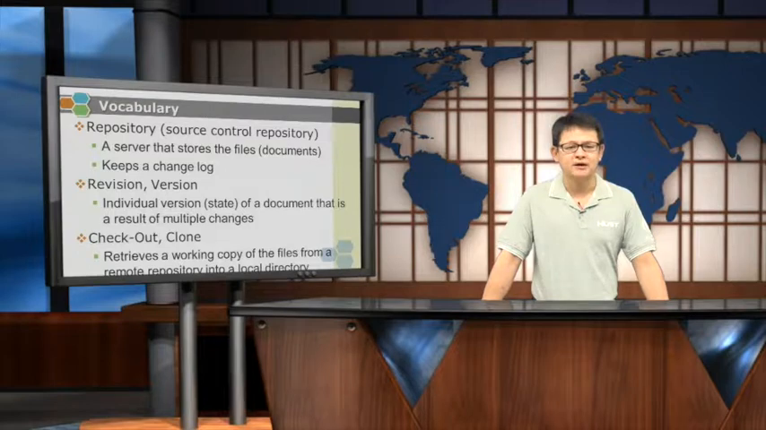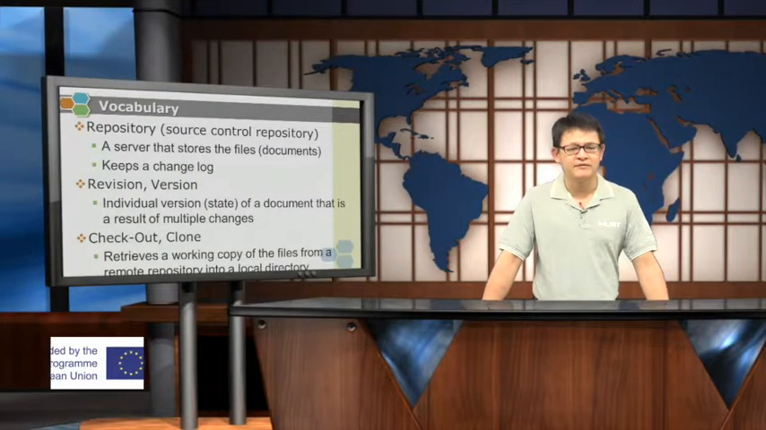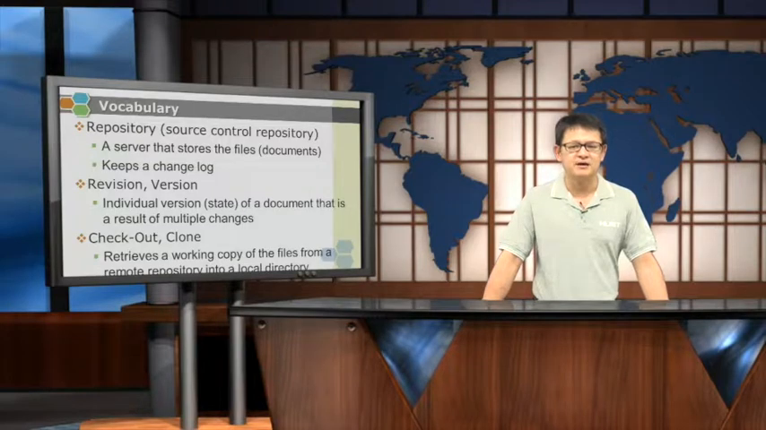And it can keep a change log so that you can look back to any modification with the comments at any time. Another vocabulary we often use is a revision or version, which is an individual version or state of a document that is a result of multiple changes. And then we have the notion of checkout or clone. When you do a checkout or a clone, it means that you want to have a working copy of the file from a remote repository into your machine, into your local directory.